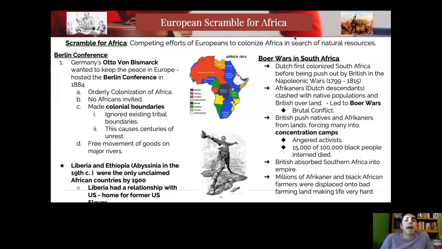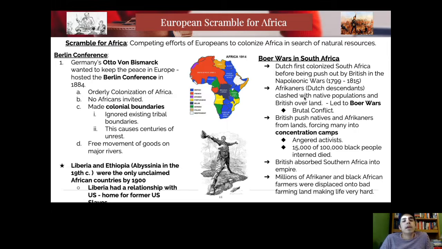The Europeans scramble for Africa in the age of new imperialism. So the Berlin Conference takes place. Germany, Otto von Bismarck. Bismarck wanted to keep the peace in Europe, so he hosted the Berlin Conference in 1884 as Europeans began to scramble to colonize Africa. He wanted an orderly colonization of Africa, and Europeans got that. They divided Africa, and you can see the divisions of Africa here. No Africans were obviously present for the division of Africa because they probably would have said no.